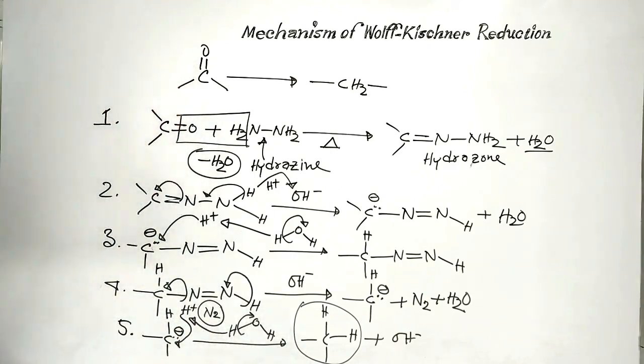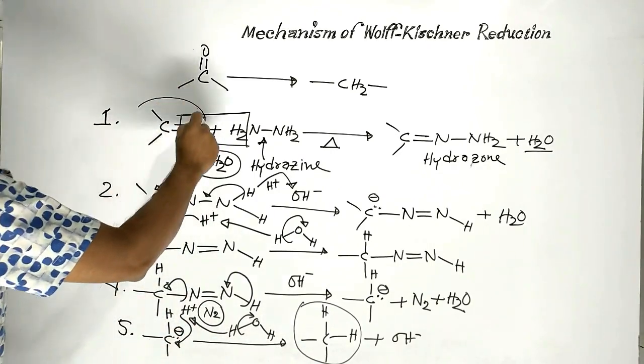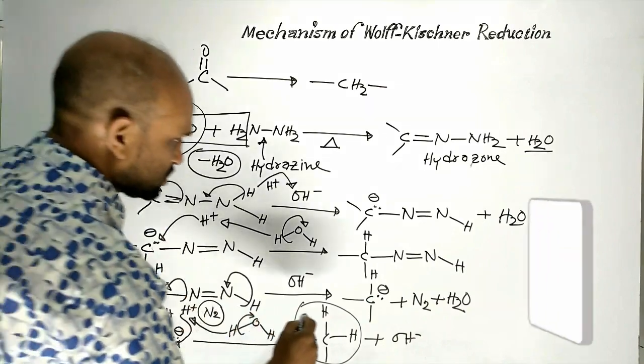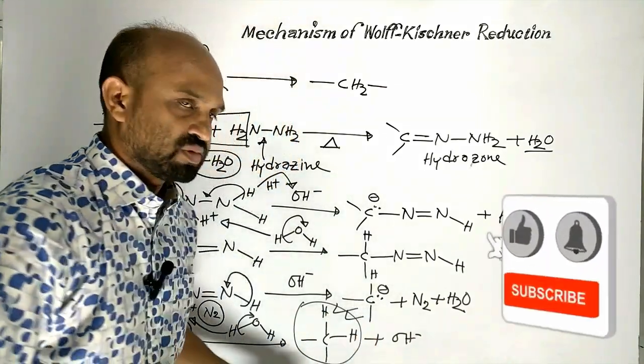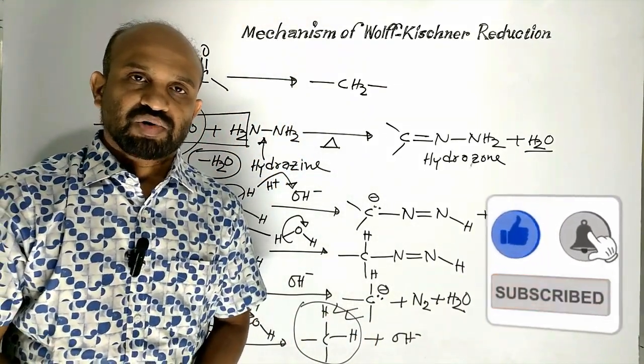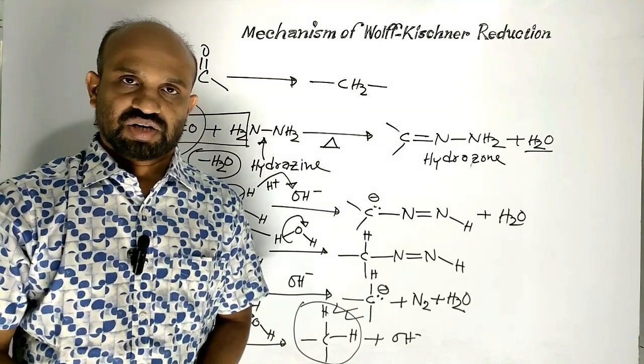That is, carbonyl group turns into methylene group. This is the mechanism of Wolff-Kischner reduction reaction.